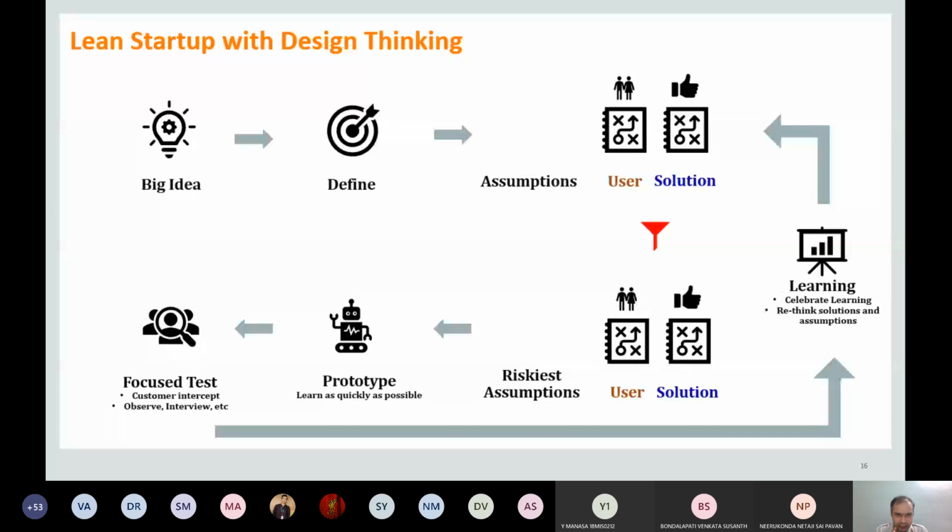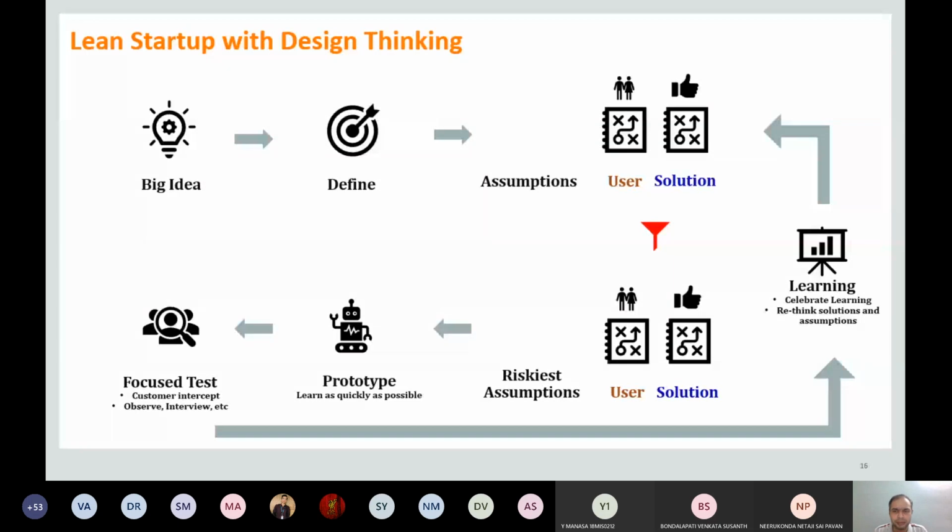So first, we are coming out with a big idea or an innovative idea. How am I going to define that idea? You're going to come up with the design idea of your product. I'm going to define what I require from the product. Then, before making that product, I have to make some assumptions, correct?